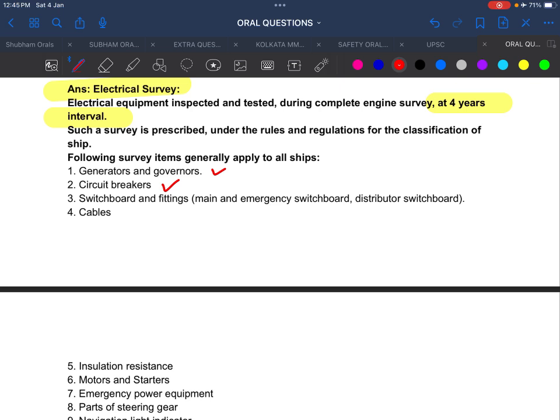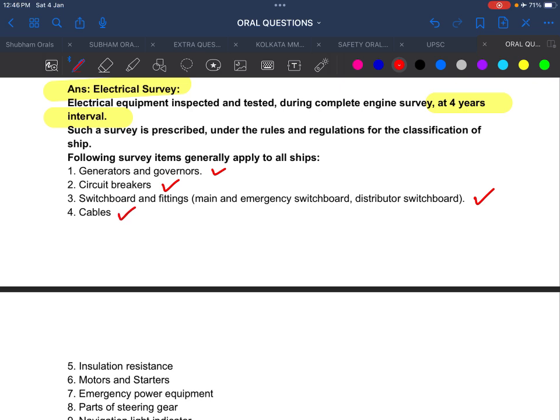The generator should give good efficiency, because load testing of the generator also happens. They check the governor performance, how the governor is performing. They check all the switchboards and fittings, main and emergency switchboard, distribution switchboard. They check all the bus bar cables behind the panel. They check all the bus bars and the tightness of the bus bars, everything during the survey. They check everything related to the switchboard, generator and governors.